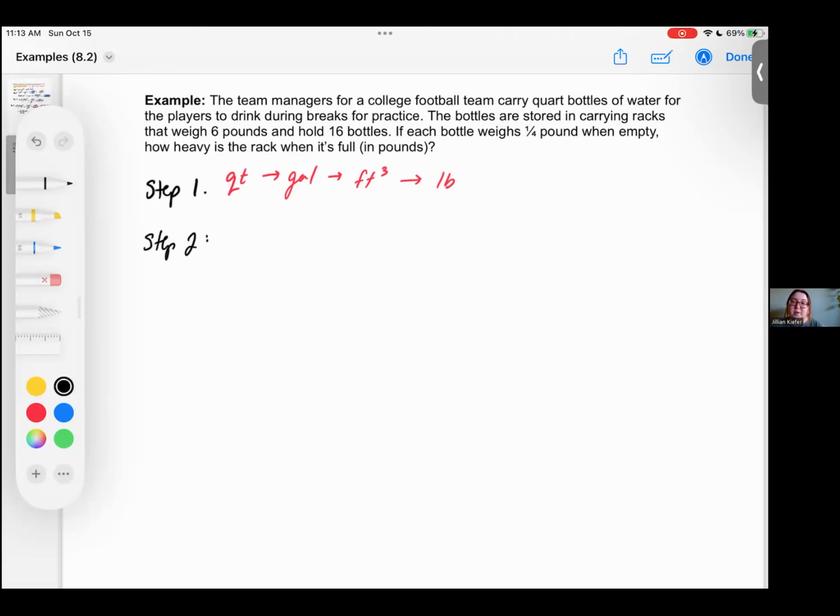Now, step two, remember we want to establish, identify those relationships. So quarts to gallons first. We go to that table that we had there. We want to figure out that there are 4 quarts in 1 gallon. Then we have that there's going to be about 7.48 gallons in 1 foot cubed.